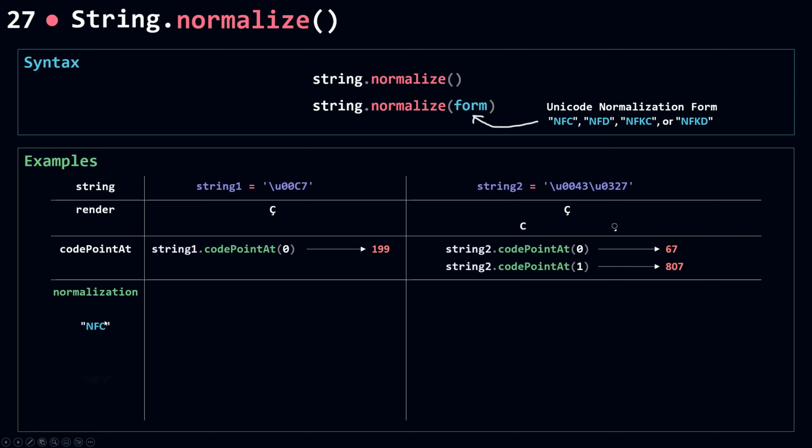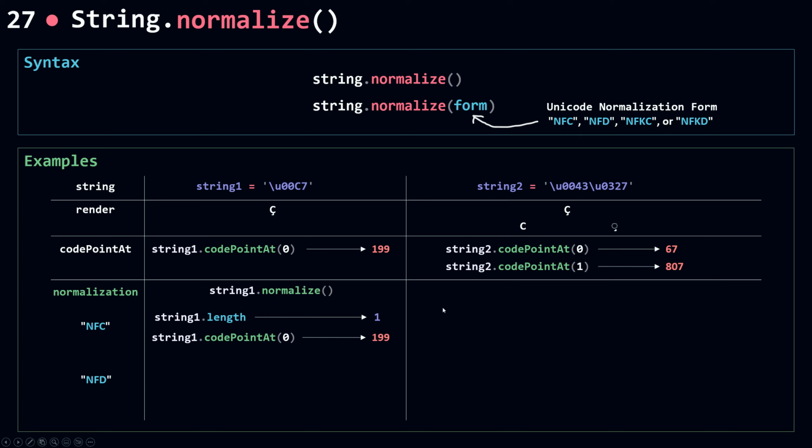So I'm gonna go and use NFC and NFD. If I call string1.normalize without any arguments, in that case form will be by default NFC, so I don't even have to pass in NFC. NFC stands for canonical decomposition followed by canonical composition. What this means is that it will decompose this first, so this will look like this one after decomposition, and then it will compose it, going back to a single character. So if I then call string1.length, it will return 1. If I then call codePointAt(0), this will return 199.